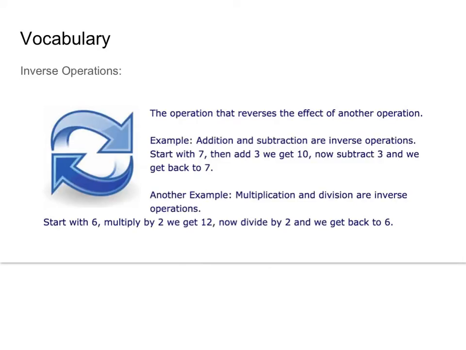An important term you need to know for this lesson is inverse operation. An inverse operation is the operation that reverses the effect of another operation. Addition and subtraction are inverse operations. An example would be that if you start with the number 7 and then add 3, you would get 10. Now if I do the inverse operation of subtraction and I subtract 3, I would be back at 7.